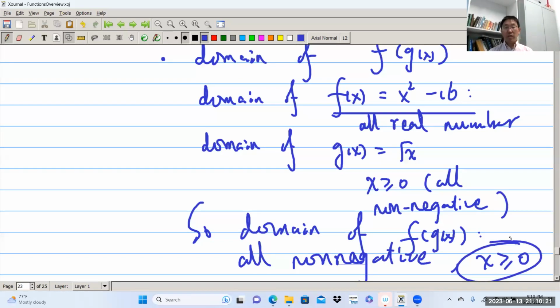That's the domain. As long as g is happy, f should be happy because f can take any real number as an input. Okay, so that's something you should be very careful about. Got it?